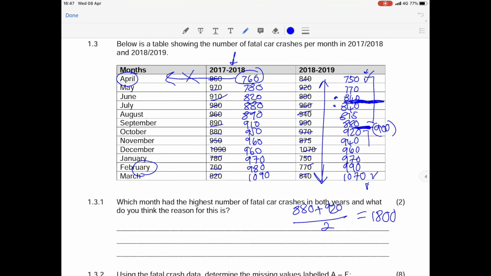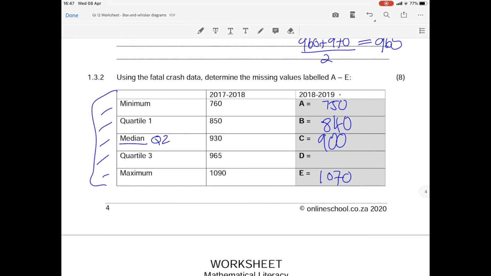My third quartile, I need to split this second 50% into 2. And that happens here between 960 and 970. What do I need to do to work it out? I need to work out the average between those two values. So 960 plus 970, divided by 2, is going to give me my value of 965. And that is my third quartile. That's where I got that value from.